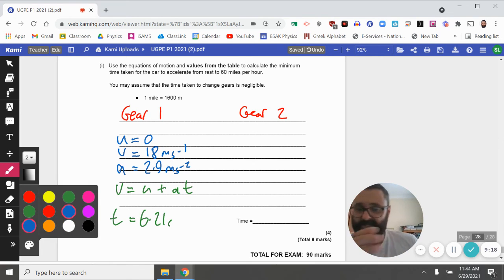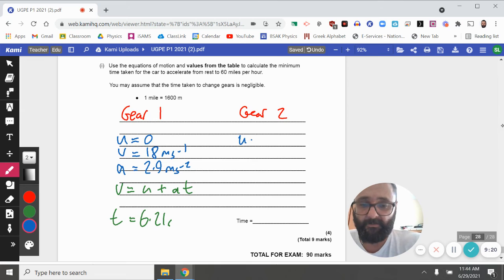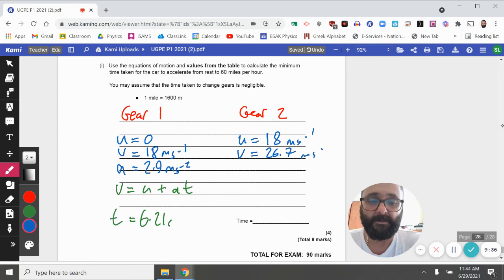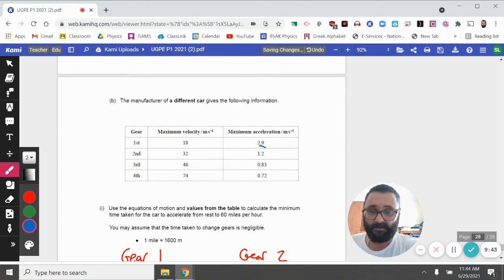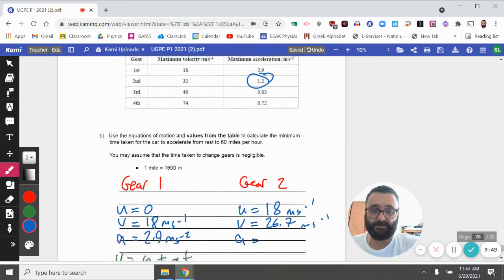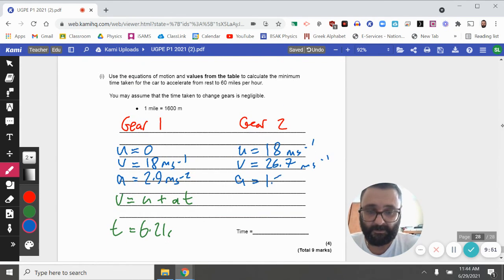What happens at second gear? Well, at second gear, we start off at the final speed of gear 1. So we start off at 18, and we reach our maximum speed, which, if you remember, was 26.7 meters a second. Okay. The acceleration available to us was 1.2 this time. Okay, so we've got 1.2 meters per second squared.